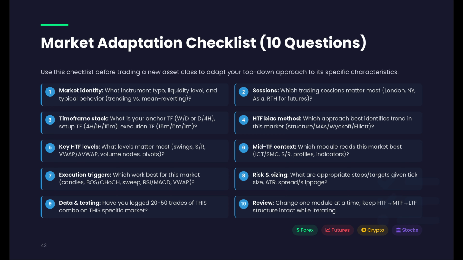Question 1. What is this market's personality? Is it trending, range-bound, or choppy? Each market has its own character. Forex major pairs often trend smoothly, while certain altcoins can be erratic.